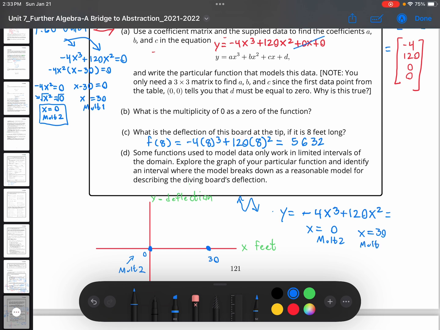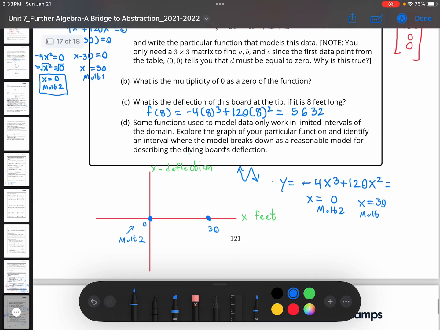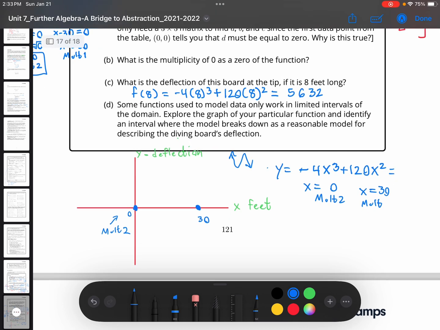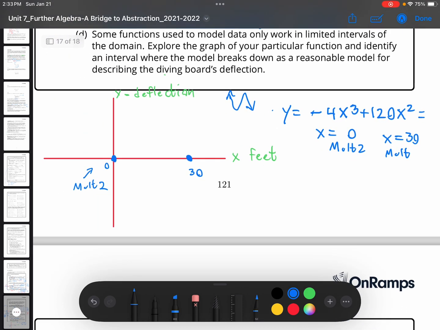Now remember, I know that's what it looks like. I'm supposed to go through those two points on the graph, okay? So if I go through those 2 points, that would look something like this. 0, yep, 0 is a double, or a multiplicity of 2, so I'm going to bounce off that x-axis, come back up, and then go through 30, okay?